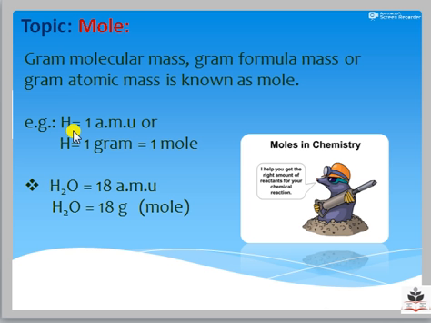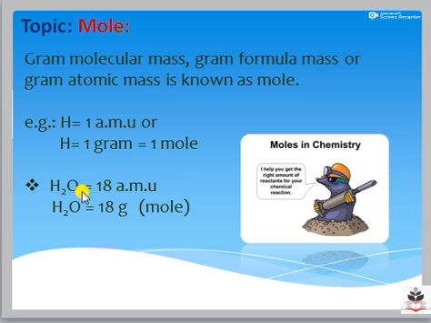Let's take examples. Here I have hydrogen atom. As you know, the atomic mass of hydrogen atom is 1 AMU, 1 atomic mass unit. If I take this same mass in gram, then this will not be the mass of a single atom, then this will be known as 1 mole. Okay, 1 AMU is the mass of one atom, while 1 gram means mass of 1 mole of atoms. So this 1 gram is 1 mole.